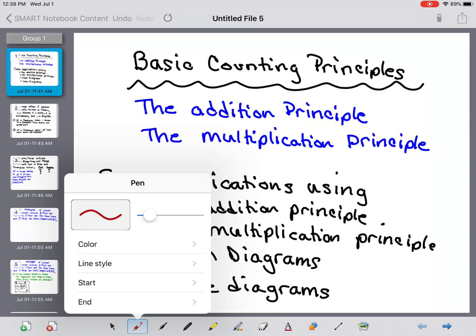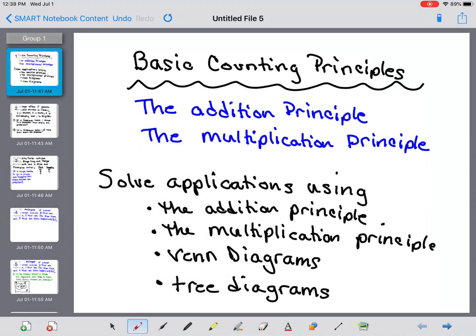Everybody, I wanted to go over these basic counting principles today. There are two of them, the addition principle and the multiplication principle. I'm going to go through and solve some applications using both, and I'm going to show you some examples of Venn diagrams and tree diagrams. So it's just a bunch of examples.